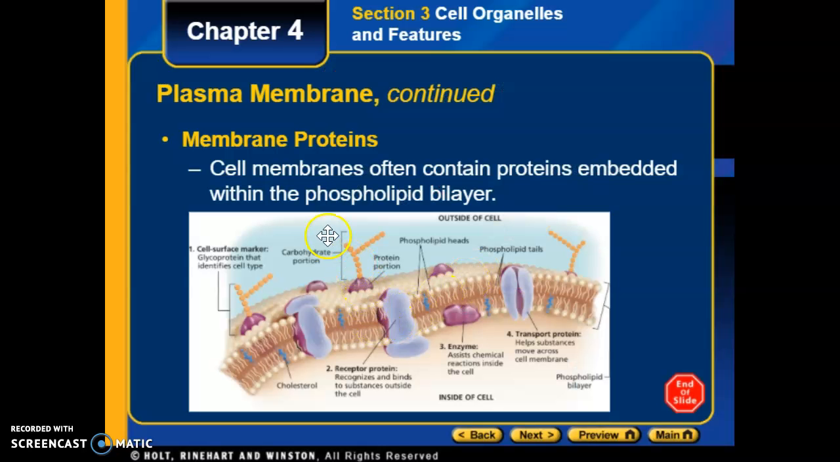You also see here that cell membranes often contain proteins within this bilayer, and this layer pretty much has openings in it where it lets some things through and not others. Some things are able to dissolve through the lipid bilayer here, others have to take these transport proteins in order to get into and out of the cell.